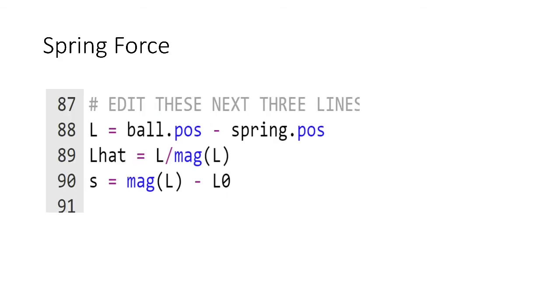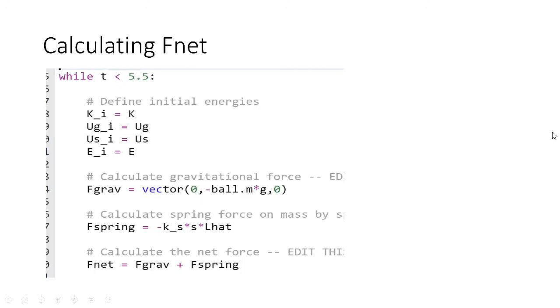I added the following lines to determine the spring force later on: the length of the spring and the direction of the spring's stretch or compression, and S, the difference between the current length and the initial length. Then I added the gravitational and spring forces to calculate the net force.